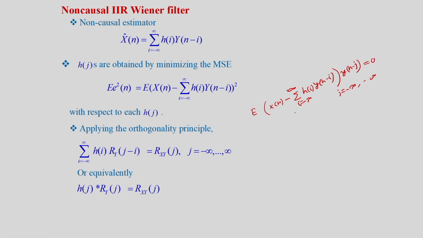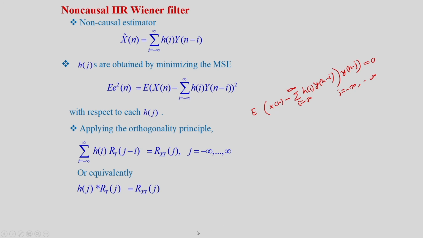So, this is the orthogonality condition, and this orthogonality condition will give us E of Xn into Yn minus j, that will be Rxy of j, and that will be equal to summation hi into E of Yn minus i into Yn minus j, that will be Ry of (j minus i). So, that way summation hi into Ry of (j minus i) going from minus infinity to infinity will be equal to Rxy of j. This is the Wiener-Hopf equation which is obtained by applying the orthogonality principle.